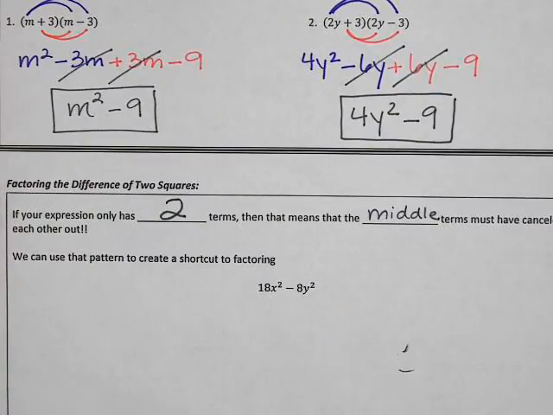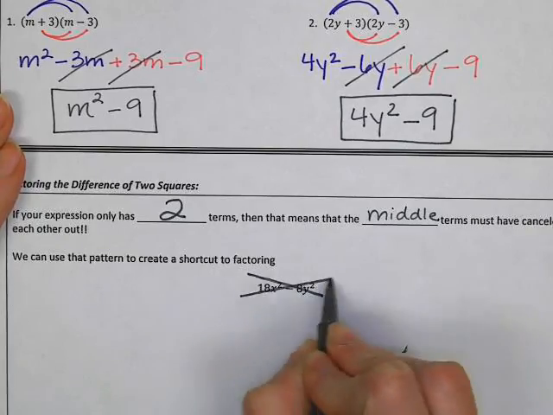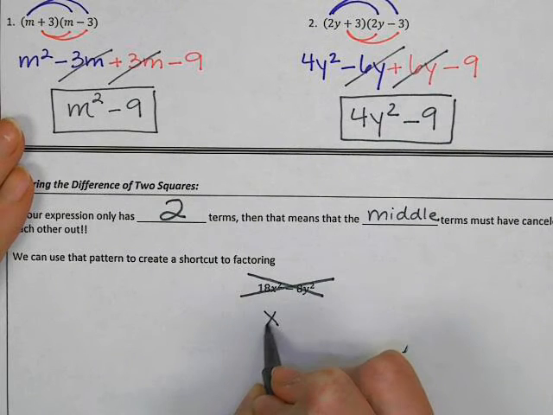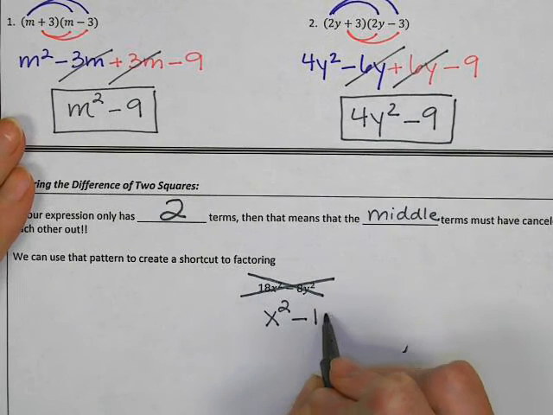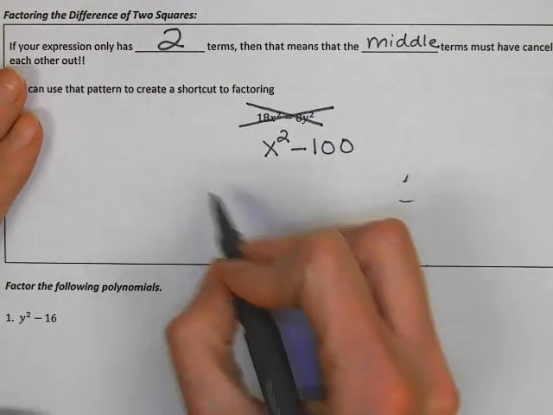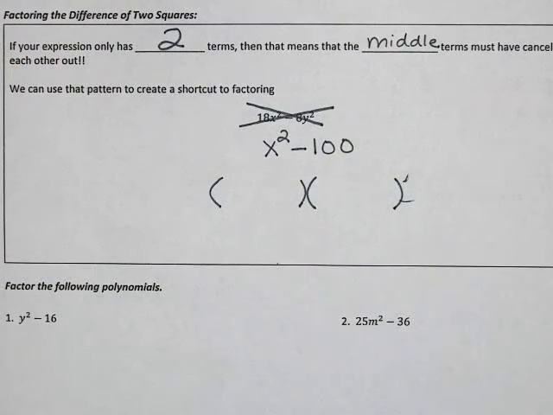All right, so here is the pattern. And actually, we're gonna redo this one. Instead, let's keep it real basic. Let's do x squared minus 100, let's say. Okay, so your job is to factor that. So just like before, let's draw our 2 parentheses. And let's see what we got.